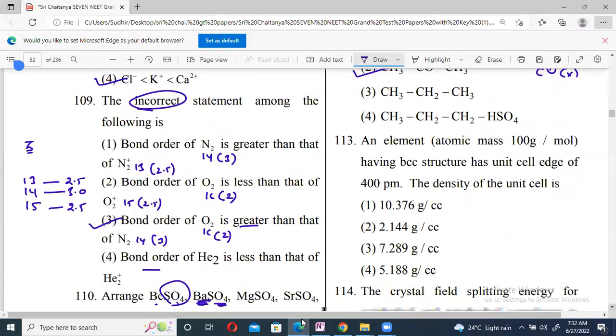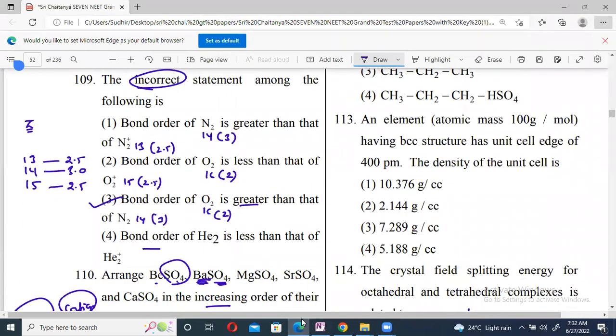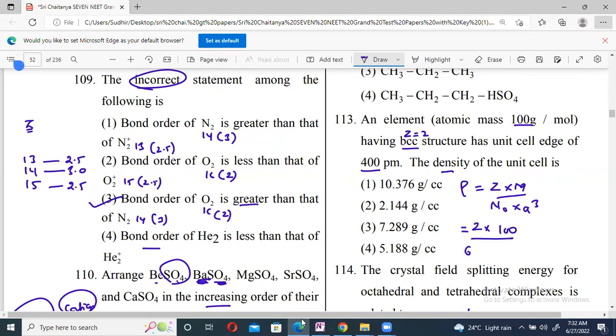Here, question number 113, a question came from solid state. Beta, molar mass they will give, BCC structure they will give, value of a, edge length they will give, density is asked. Beta, density equal to Z into molar mass by Avogadro's number into a cube. If it is BCC, Z value should be 2. Molar mass is 100. Avogadro's number 6.023 into 10 to the power of 23. Beta, a cube, 400 is there, right?